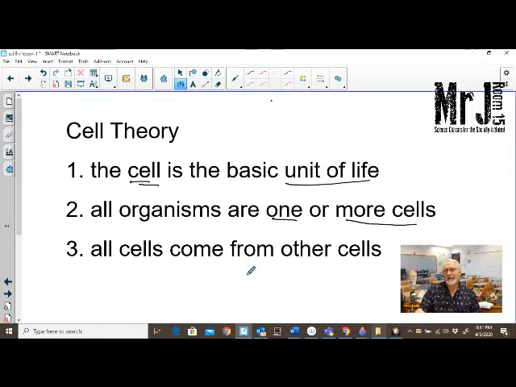Well, somebody then did an experiment and put a light cloth over the meat to keep the flies away, and lo and behold, maggots no longer appeared. So when we talk about cell theory, this is pretty important. The cell is the basic unit of life. All organisms are made up of one or more cells, and cells always come from other cells.